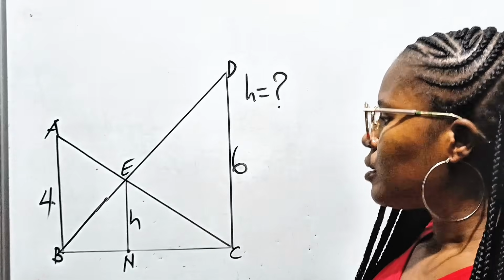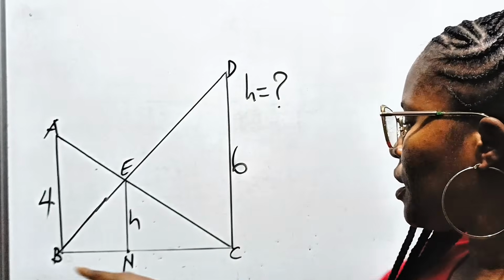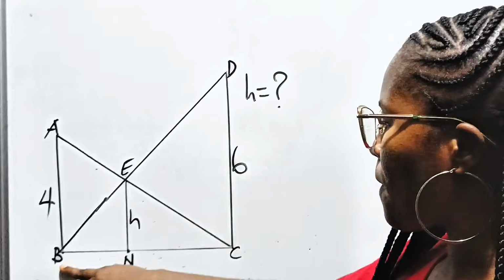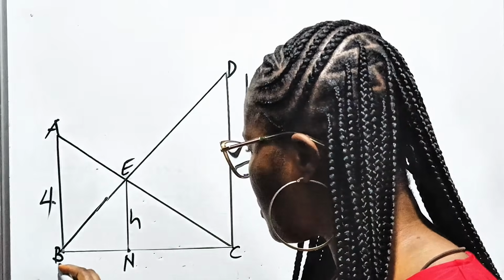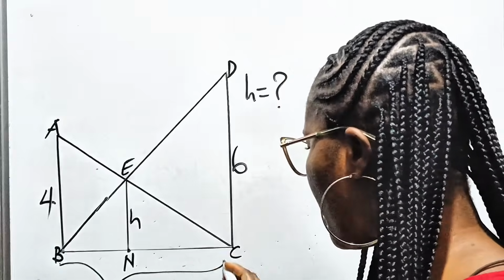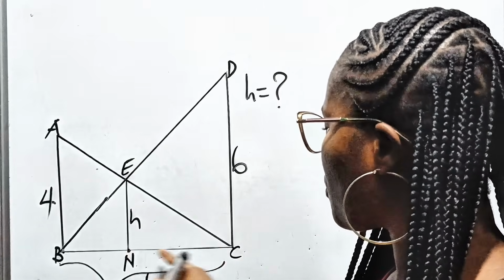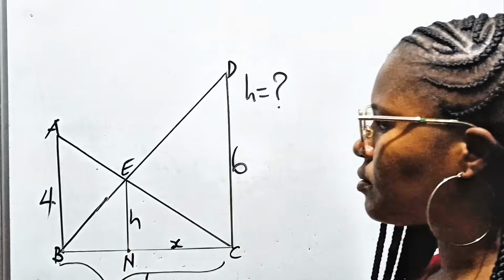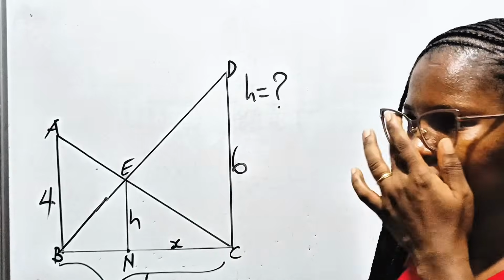Now first of all, let's call the distance from B to C, D. So from here to here is D. And from here to here, that is N to C, let's call it X. We have not even started. We are just trying to put one or two things together.